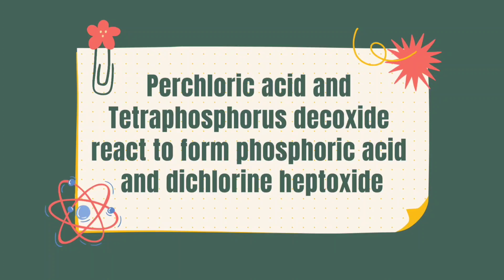The first thing we need to do is to translate the chemical statement into a skeleton equation. Write the correct formulas of our reactants, which are perchloric acid and tetraphosphorus decoxide, and place them on the left side of the arrow. Also write the formulas of the products and place them on the right side of the reaction arrow. We have perchloric acid and tetraphosphorus decoxide yields phosphoric acid and dichlorine heptoxide.